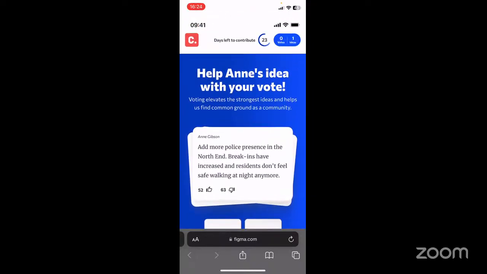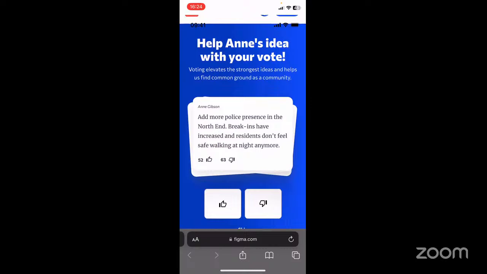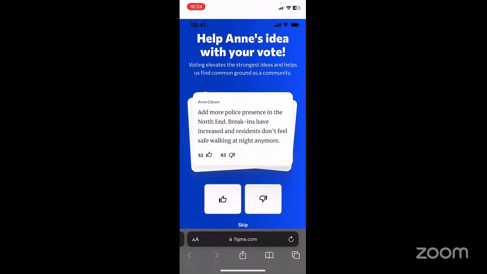That's super helpful. Is there anything else you would want to know or need to know before voting? I think if I lived in the city, maybe I would have a sense or opinions about whether adding more police presence works.